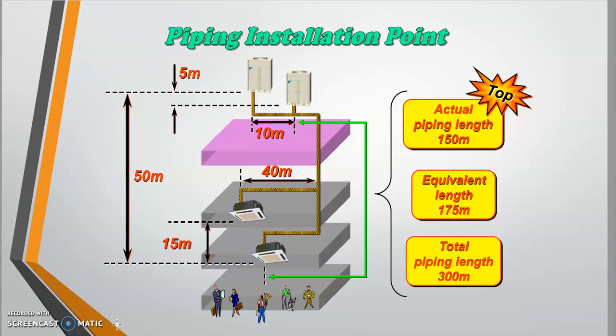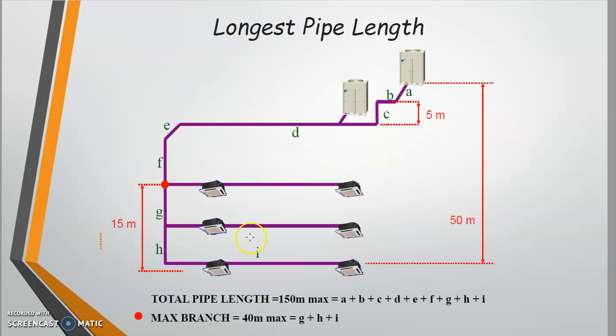But compared to the centralized system, which is commonly better and has much more advantage in a big building, the total pipe length is about 100 meters maximum for the refrigerant pipe for the VRV system. So how do we determine the total pipe length? In this example, from A, B, C until I, we just add them up: A plus B plus C, and so on, and you get the maximum length of your pipe.